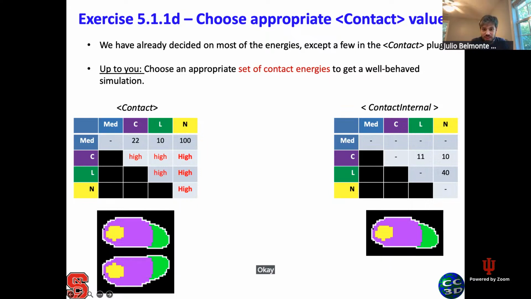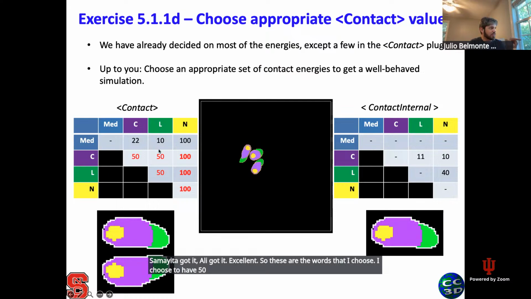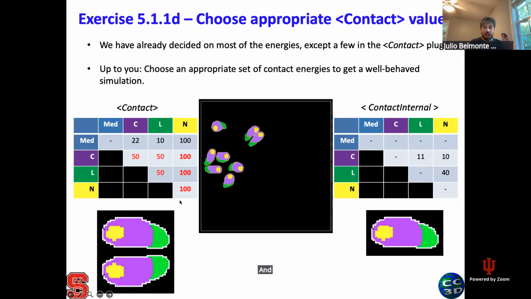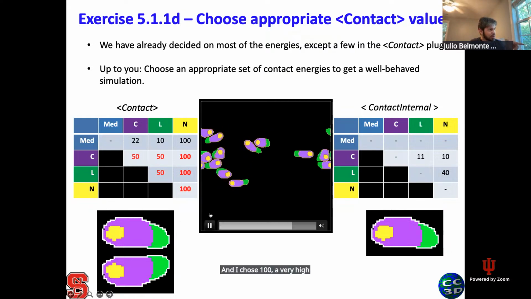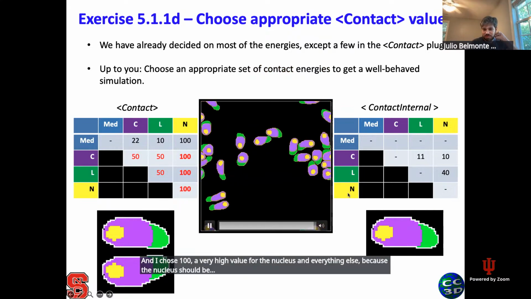Shamayita got it. Ali got it. Excellent. So these are the values that I chose. I chose to have 50 between all the different compartments, so they can get close, but they do not mix. And I chose 100, a very high value, for the nucleus and everything else, because the nucleus should be all inside the cell.